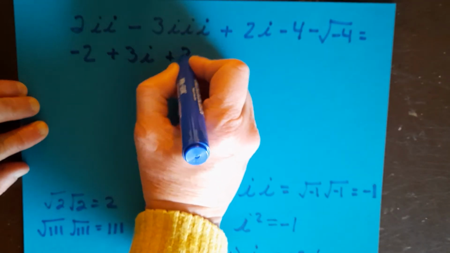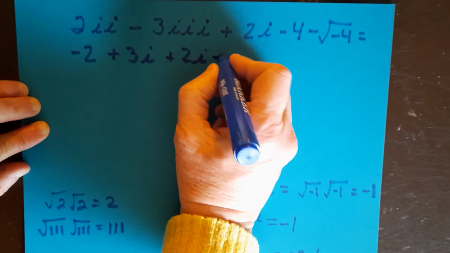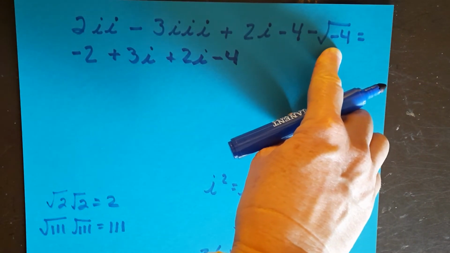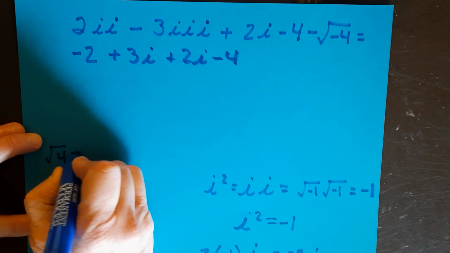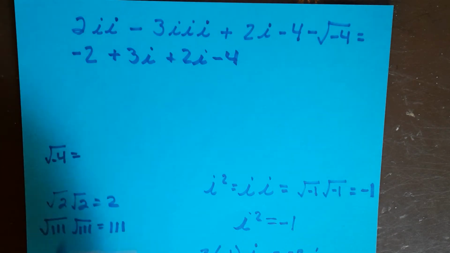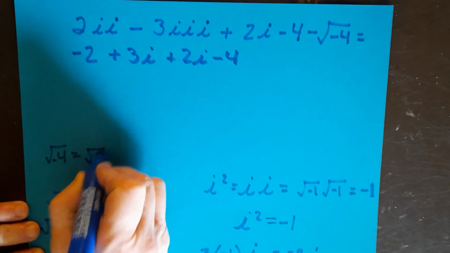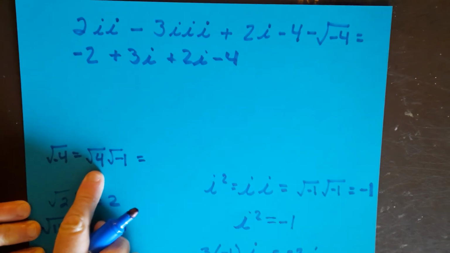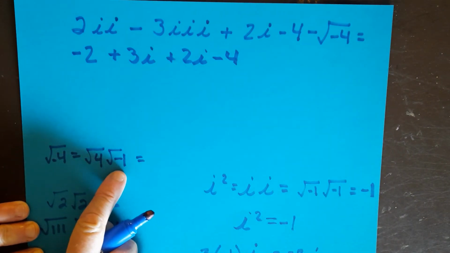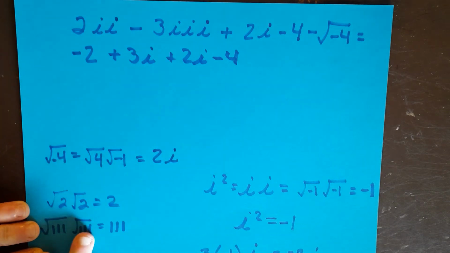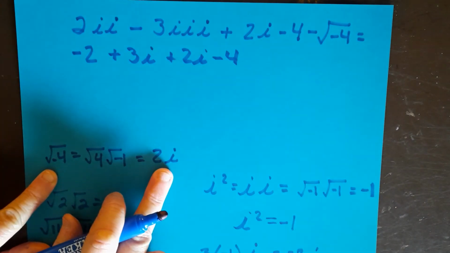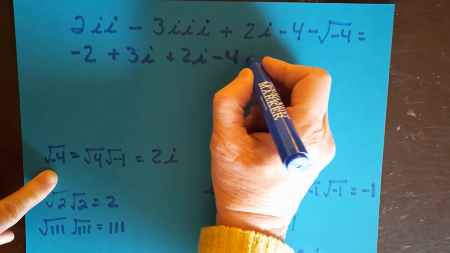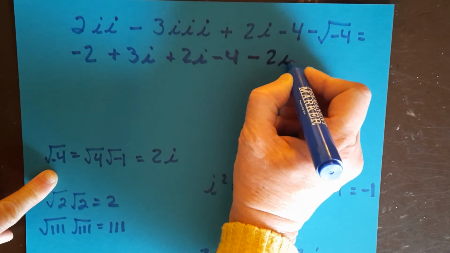Okay? The 2i is as simplified as it gets. The negative 4 is as simple as it gets. Now we have a minus the square root of negative 4. The square root of negative 4 is the same as the square root of 4 times the square root of negative 1. The square root of 4 is 2, times the square root of negative 1 is just i. So the square root of negative 4 becomes 2i. So we are subtracting a 2i. So this becomes minus 2i.